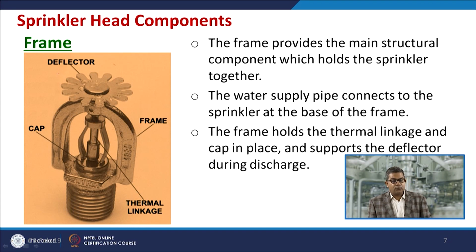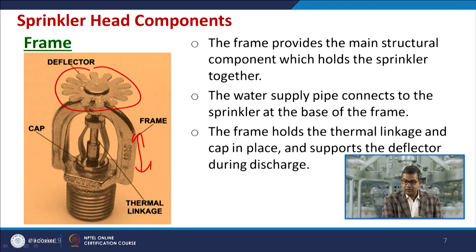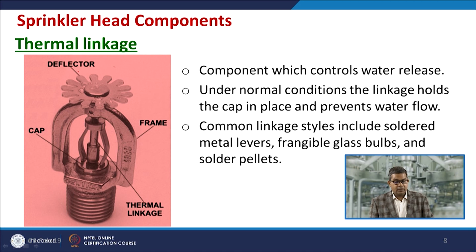The first thing is the frame, as you can see here. The frame provides the main structural component which holds a sprinkler together. The water supply pipe connects to the sprinkler at the base of the frame, and the frame holds the thermal linkage, this one, and supports the deflector during discharge, so that it can focus towards the problematic zone.